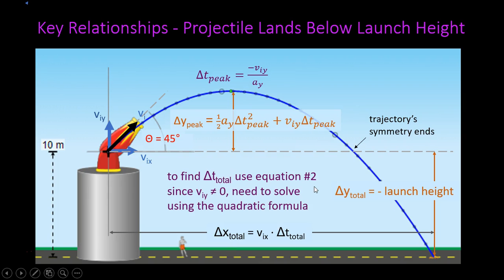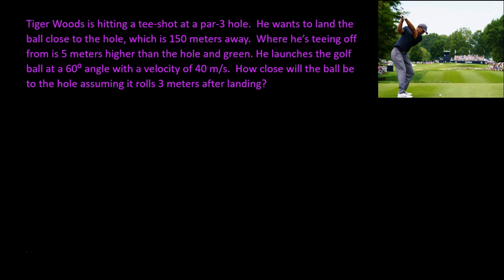To find the total time in the air, we're going to use equation 2, but we're going to have to once again use the quadratic formula to solve it. Let's take a look at an example where the landing height is lower than the launch height.